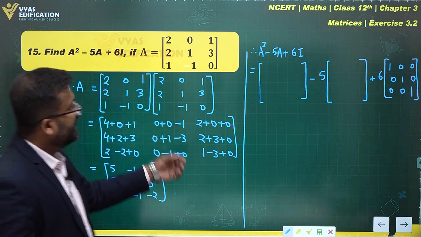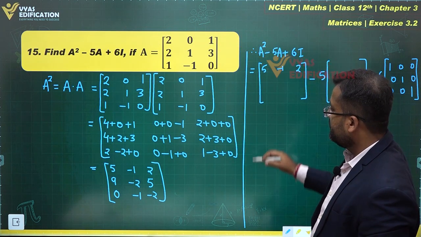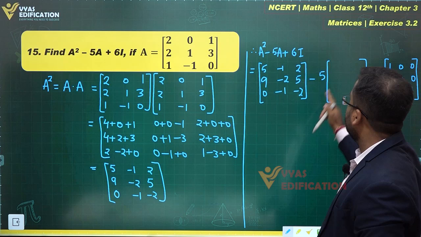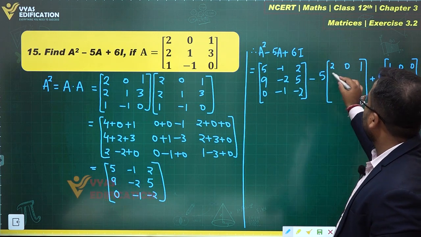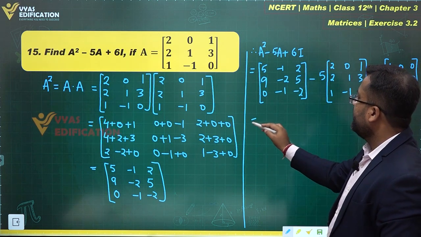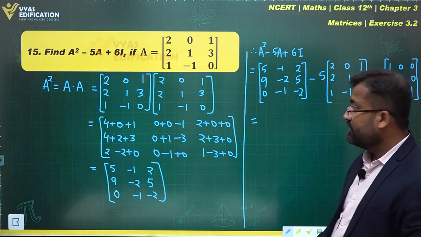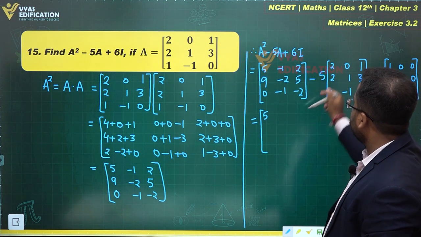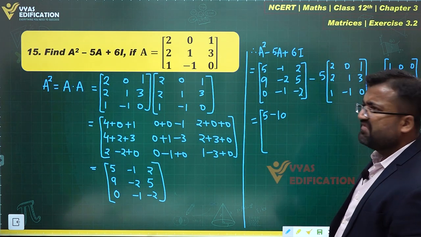So A squared, let's note it from here first: 5, minus 1, 2, 9, minus 2, 5, 0, minus 1, minus 2. Let's note A from the given question: 2, 0, 1, 2, 1, 3 and 1, minus 1, 0. What next? Let's multiply the 5 and the 6 together and simplify the 3 matrices. Let's not skip the steps.